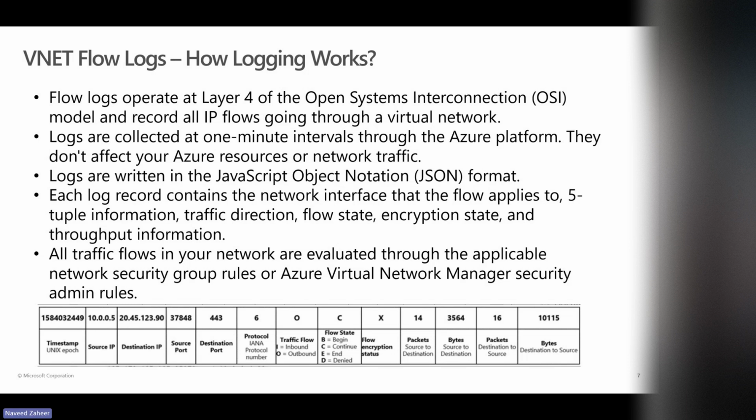If we look below, you have the timestamp, source IP, destination IP, source port, destination port, and protocol, and how the traffic is flowing. Is it inbound, outbound? What is the flow state? Beginning, continue, end, denied, and encryption status. This is very important. What is encryption status? And then the bytes in and bytes out. All of that information is available as a part of VNet flow logs.